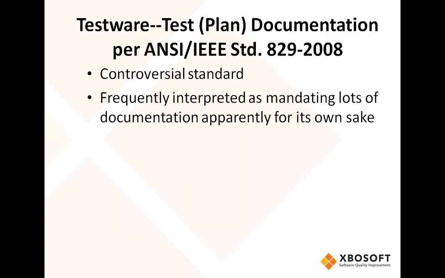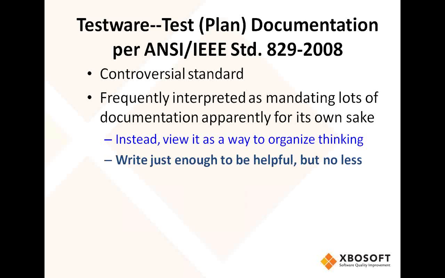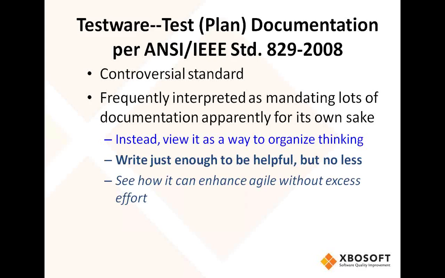It's controversial because a lot of people interpret it as mandating a lot of writing for the sake of it, of its own sake. I'm going to suggest that instead of thinking of it as mandating writing, you think of 829 as giving you a way to organize your thinking. Thinking is high leverage, writing is low leverage. You write enough to be helpful, no more, but no less. Okay. And I think that this type of thinking, when coupled with agile techniques, can considerably enhance the effectiveness of testing within an agile environment.